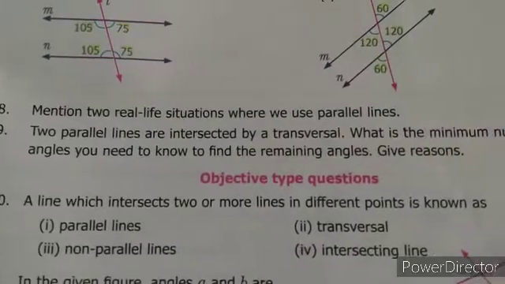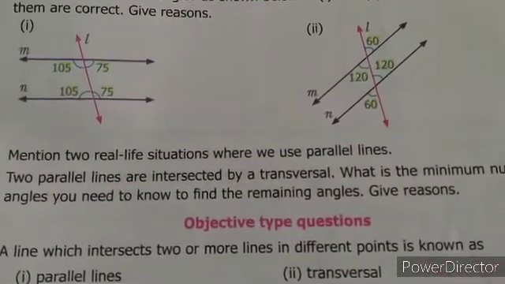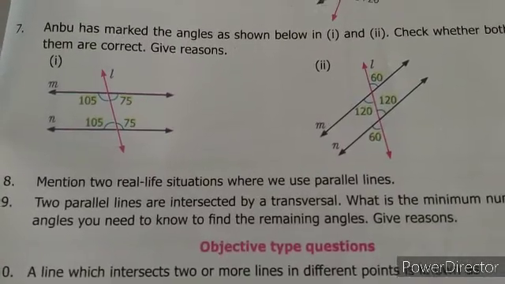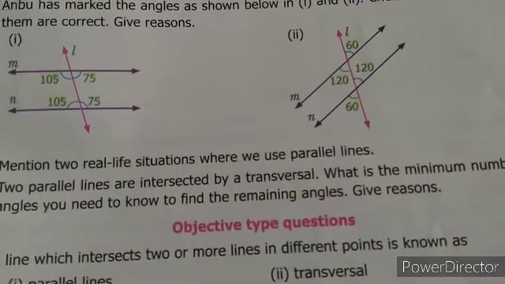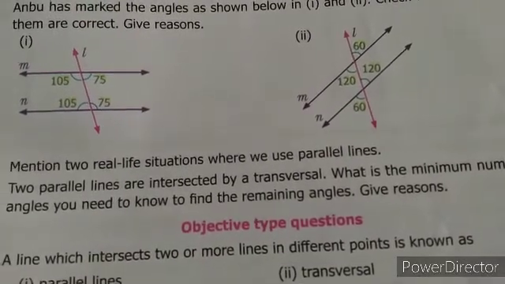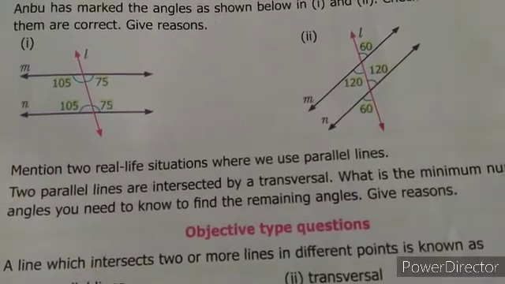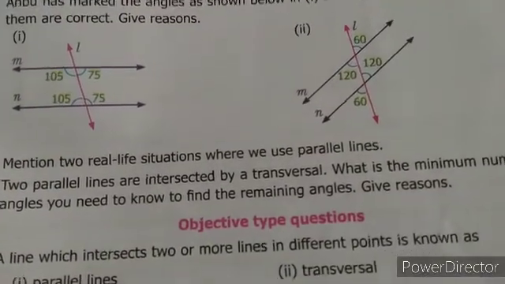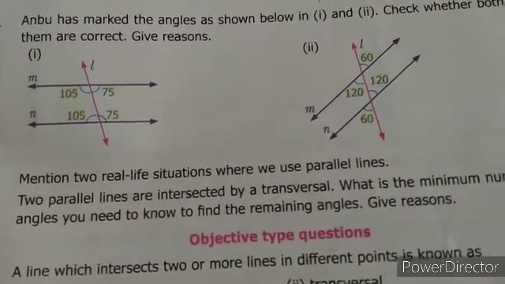Now question number 8, mention two real life situations where we can use parallel lines. For example, I will give, you can try this on your own. Examples are two edges of a wall in a building, or a parallel line example, and next one, crossroads, your windows, railway tracks, ladder, all these are examples of parallel lines.